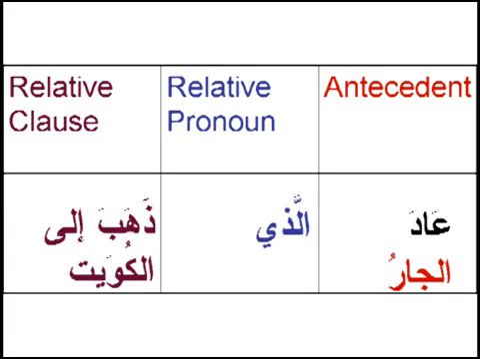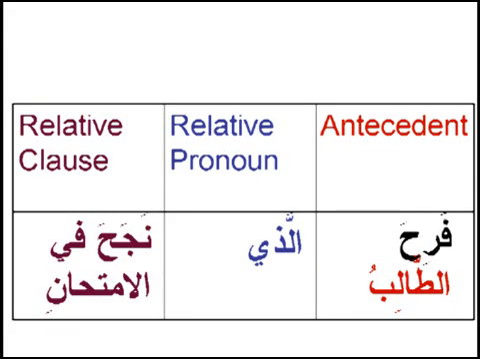The same in this sentence. Notice the words الجار, الذي, and the subject of the relative clause, which is understood by the way the verb ذهب is conjugated. The neighbor who went to Kuwait has returned. The sentence in Arabic عاد الجار الذي ذهب إلى الكويت.